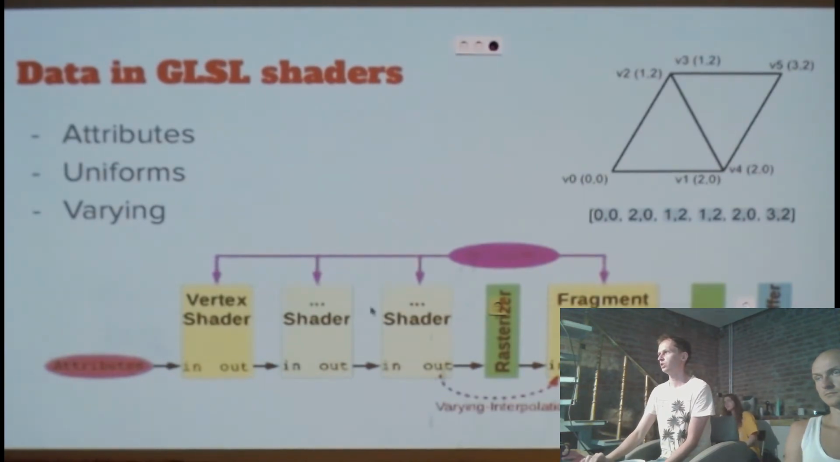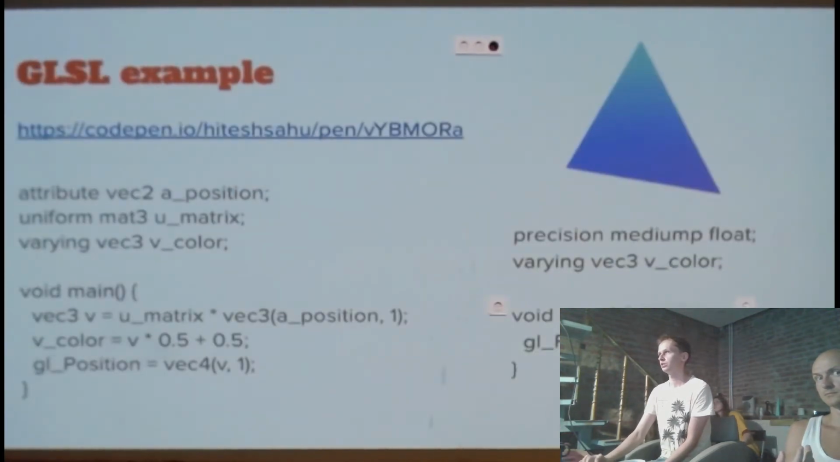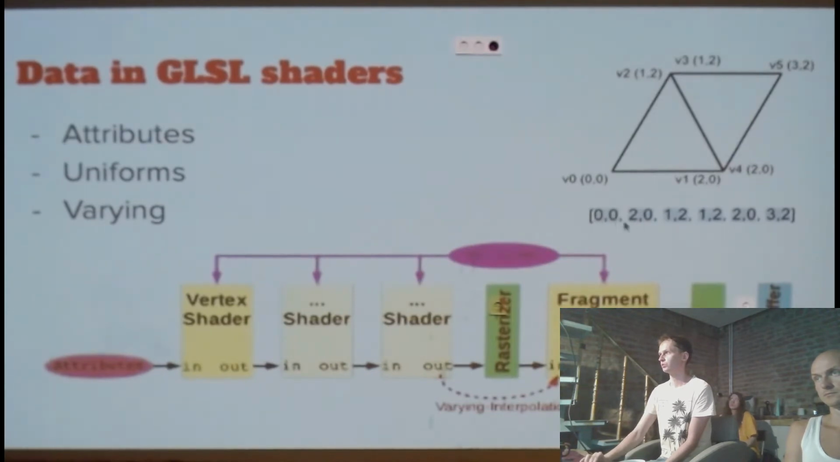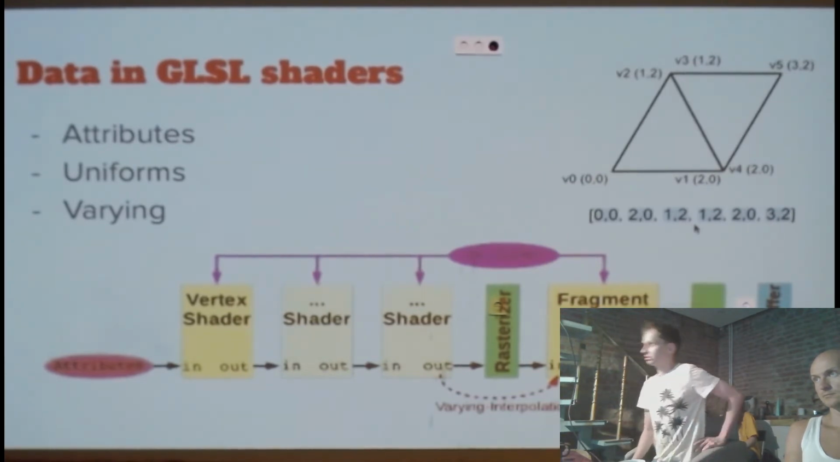The vertex shader will look like this: the position attribute will be vec2 a_position, for example 0 0, 2 0, 1 2, 1 2, 2 0, 3 2. So here we can see six points, and the first three make one triangle and the second three make another triangle. Everything in the GPU is triangles, because it's the simplest shape of a polygon, the polygon with the smallest amount of vertices.